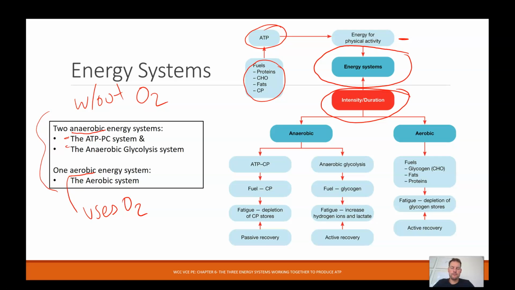Okay, so a lot of the information you see here we'll go through later on, but essentially, again, we've got our two anaerobic systems, our ATP-PC system and our anaerobic glycolysis system, and our one aerobic system, which is the aerobic energy system. We can see here it's a good summary. We've got our fuels, which are responsible, what will cause fatigue in these systems, and also the best form of recovery. These are all things we'll go through as we go through each one individually.